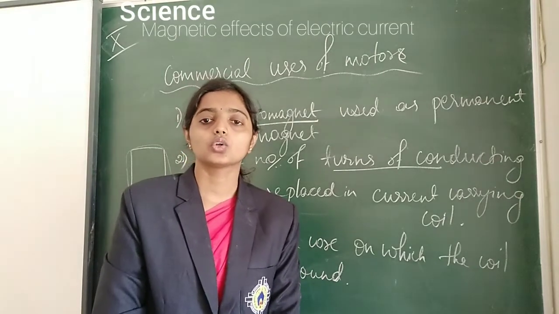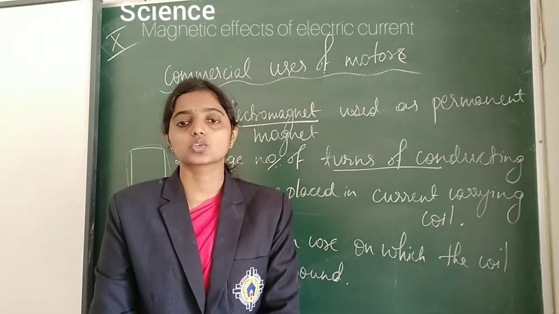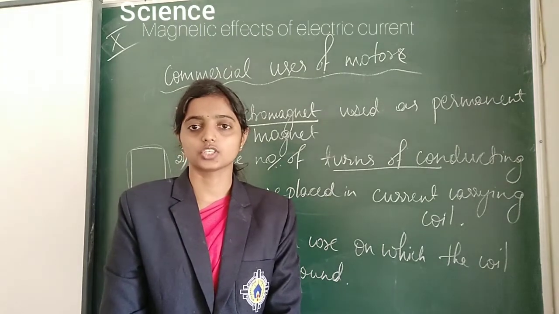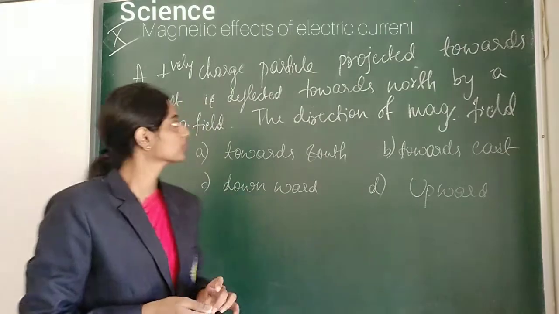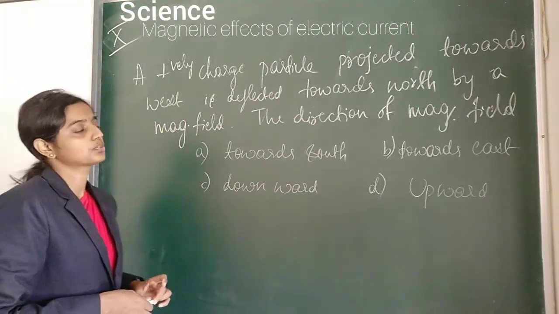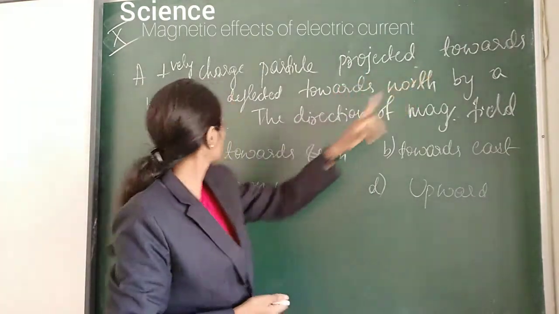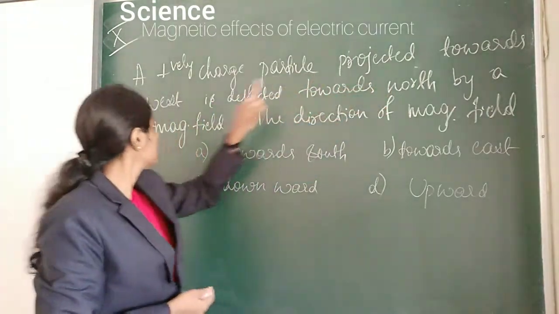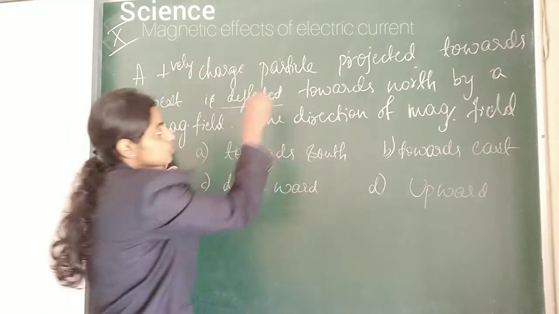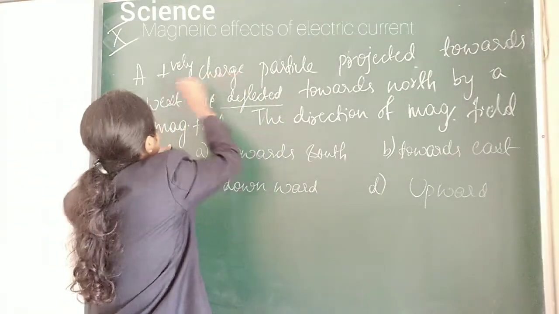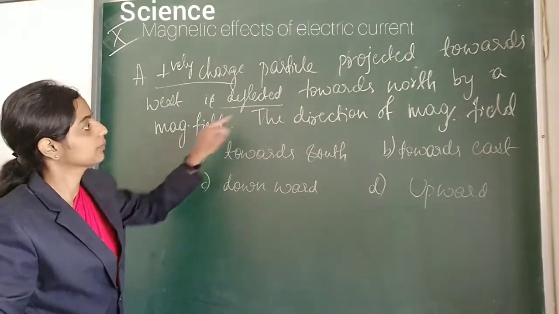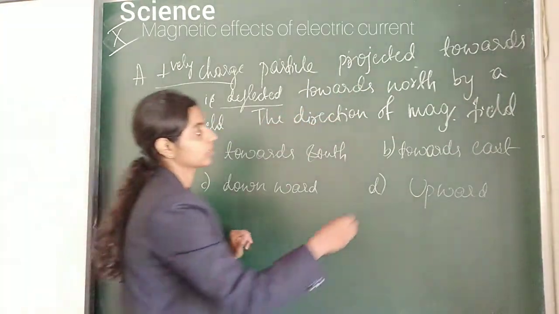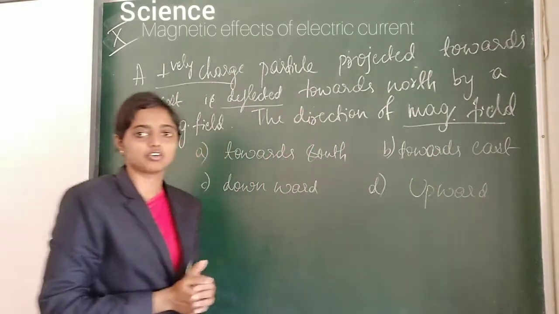Now we know this electric motor, and in the last class we studied Fleming's left hand rule, right? And I told you to solve one in-text question. Now let us see what the answer for that question was. Read the question. A positively charged particle projected towards west is deflected towards north by a magnetic field. So we need to find out the direction of the magnetic field.